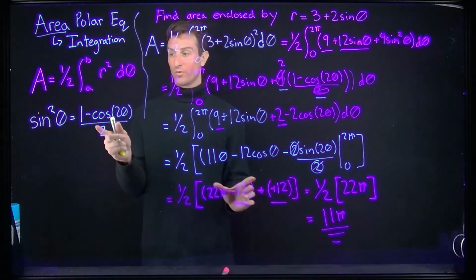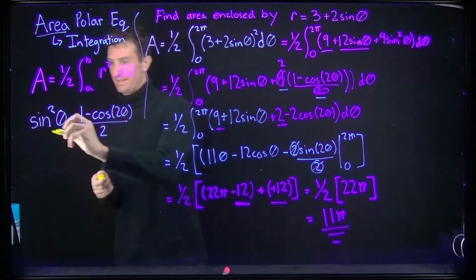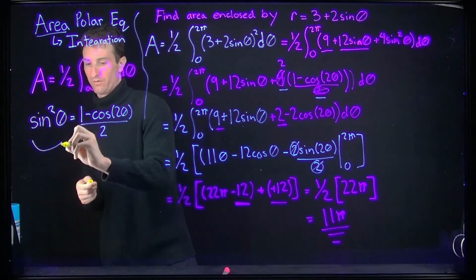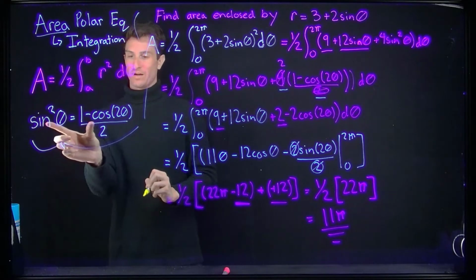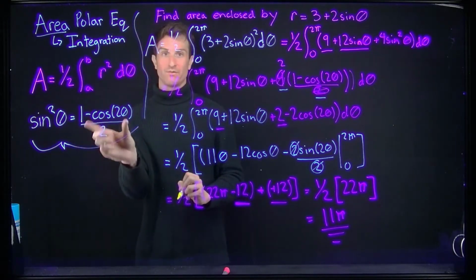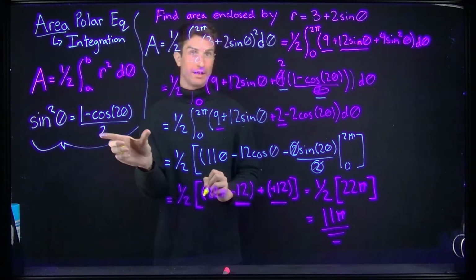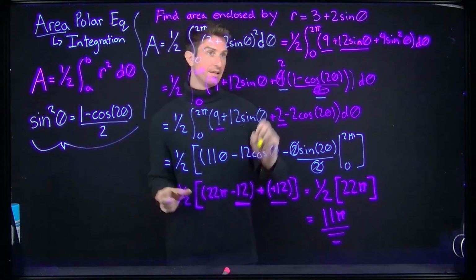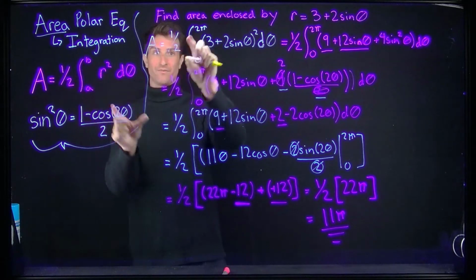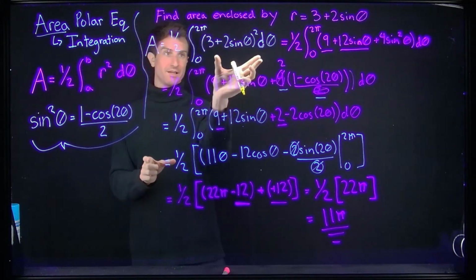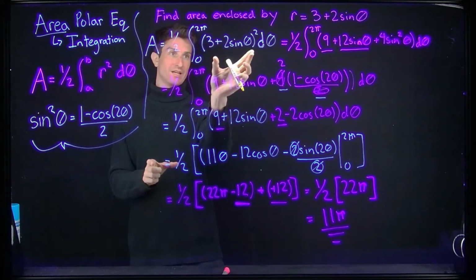Right, so real quick recap. Again, I know this is from a long time ago. Sine squared theta is equal to 1 minus cosine 2 theta over 2. That's from a long time ago back in trig. But we do need to know that for this class. Right? So we start with our equation. Area is equal to 1/2, 0 to 2 pi in this case. We have our radius, 3 plus 2 sine of theta, squared.